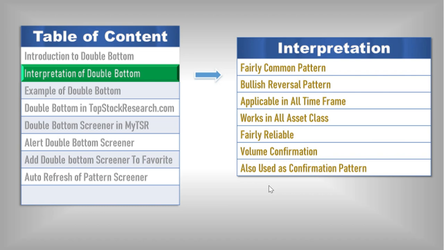Now, what is this pattern, and how do we make profit out of it? This is a bullish reversal pattern. What it means is that after this pattern is formed, there's a good bullish reversal. That means the downtrend which was happening is complete, and the possibility of a fresh uptrend is very high. So this is what a bullish reversal pattern is.